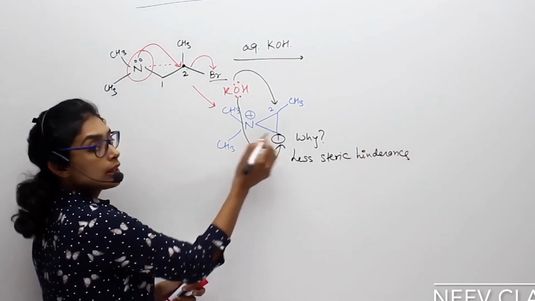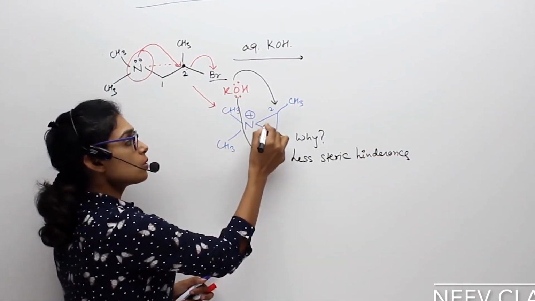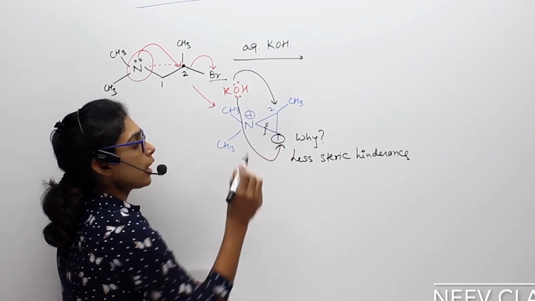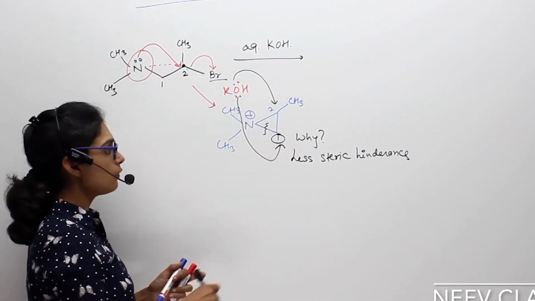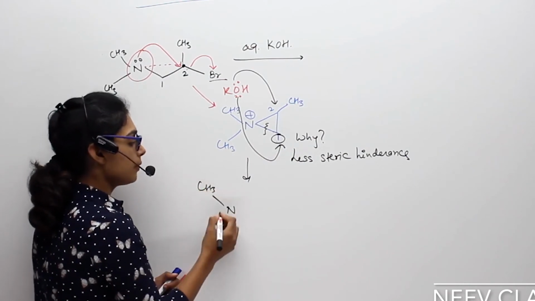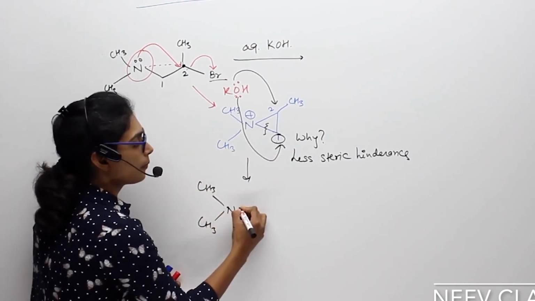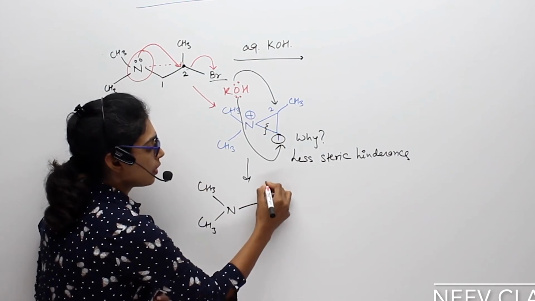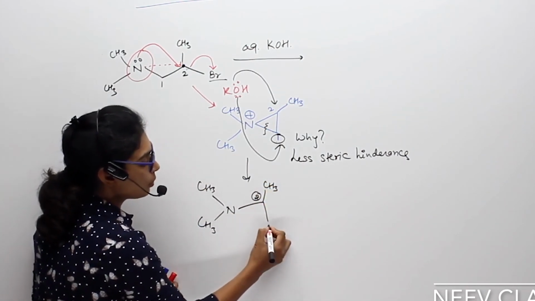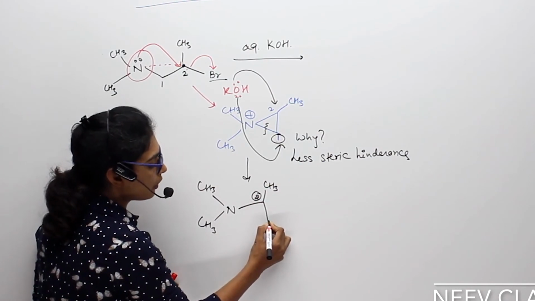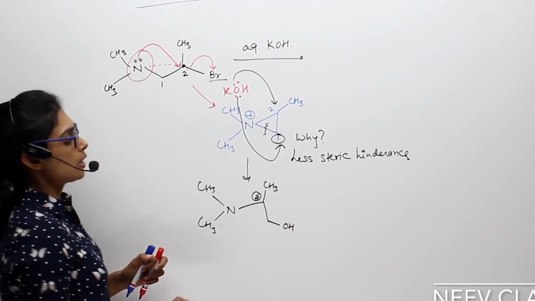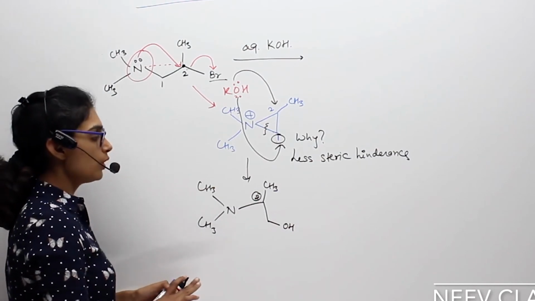So when it will attack on carbon 1, the bond between nitrogen and carbon will break and the OH will attack on carbon 1. So how will the new structure look? It will look like this. Nitrogen, CH3, CH3, CH3, this is carbon 2. Carbon 2 is still connected to carbon 1 and carbon 1 is connected to OH. So this is how the structure will look.